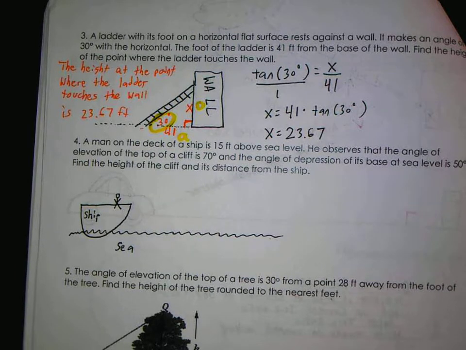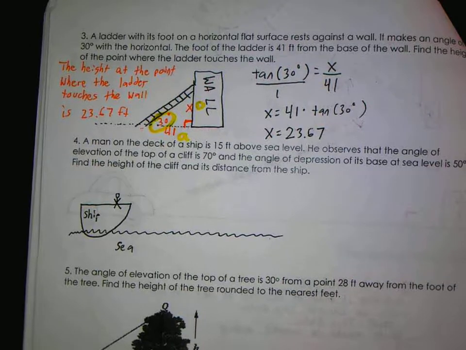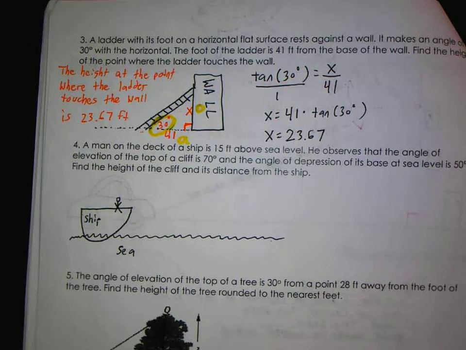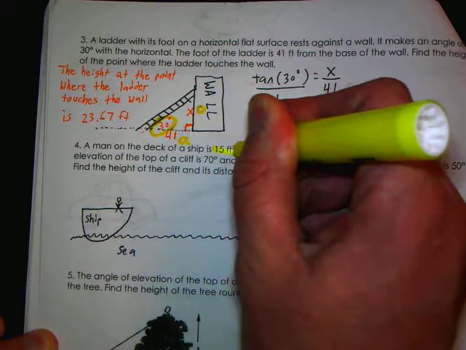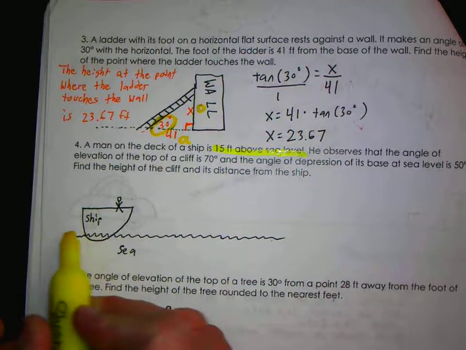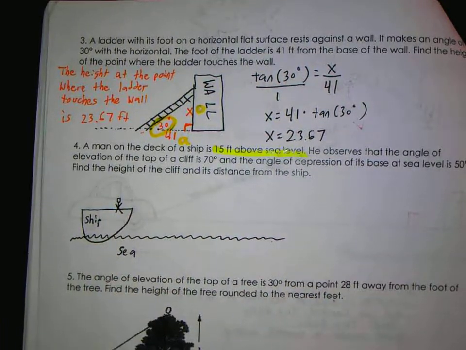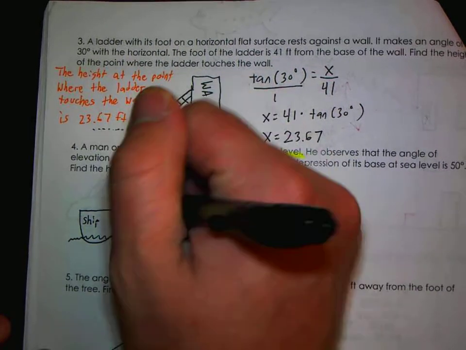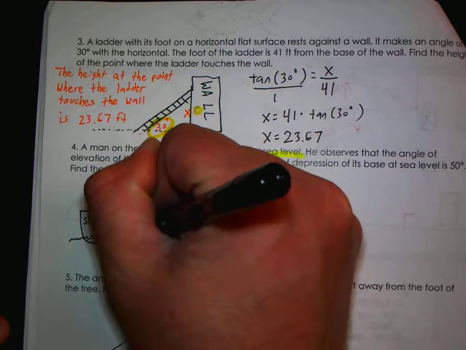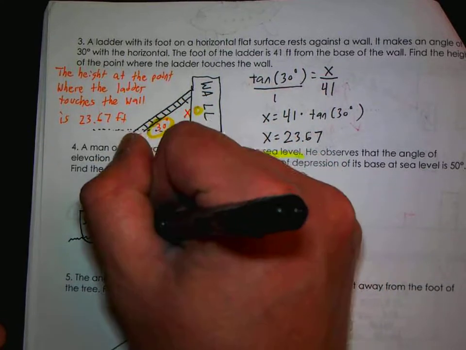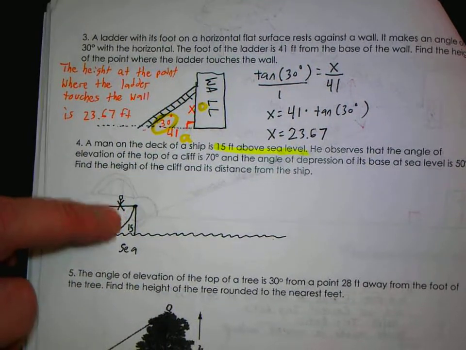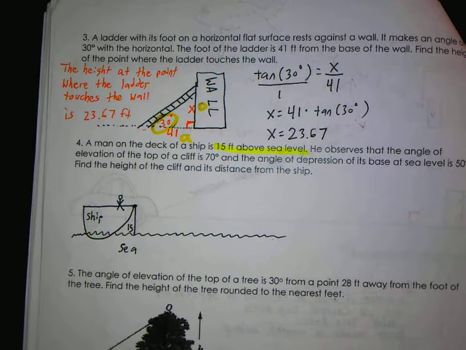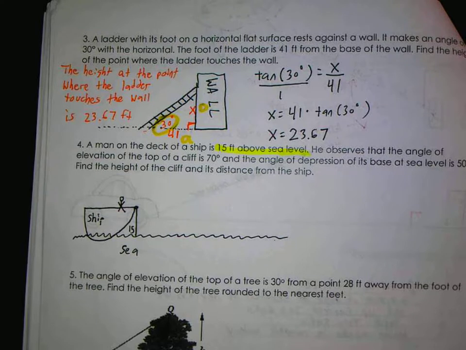Now, it is 15 feet above sea level. Any idea what that means? Here's the sea level. He is 15 feet above sea level. So what does that mean? Yeah. From here to here is 15 feet. Okay, and again, it doesn't really matter. I should have put the guy a little closer to the edge, but it'll be okay.